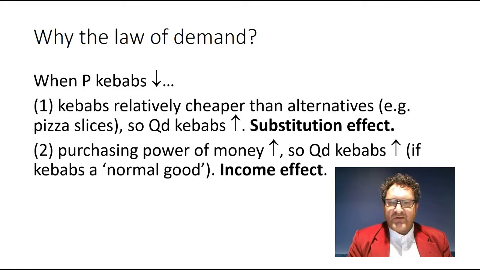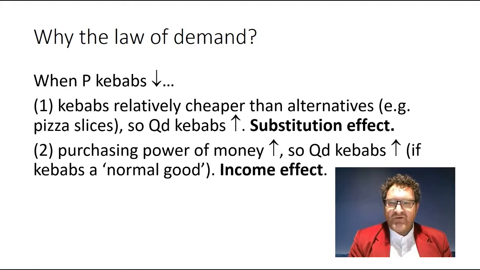Now, when the price of kebabs falls, they can afford, with the same amount of money, to buy more than they could before. Now, if we assume that kebabs are a normal good, where a normal good is something you would like to have more of if you can afford it, then, since consumers can afford to buy more, they will increase the quantity demanded of kebabs. This is called an income effect.